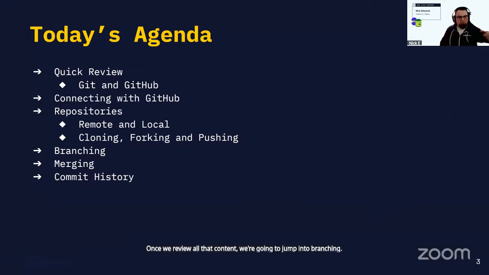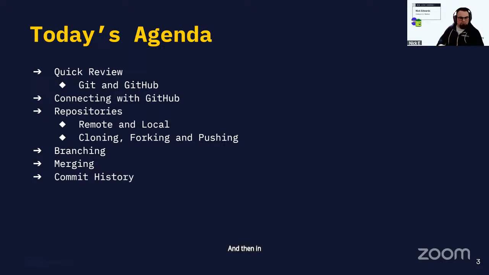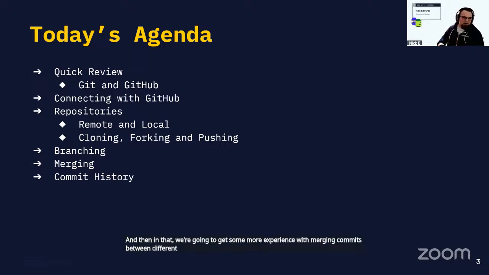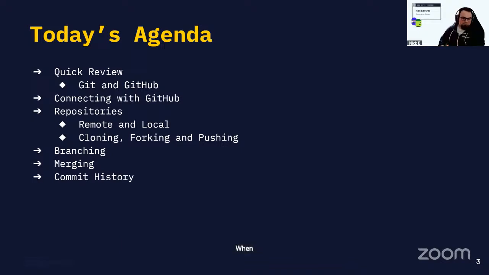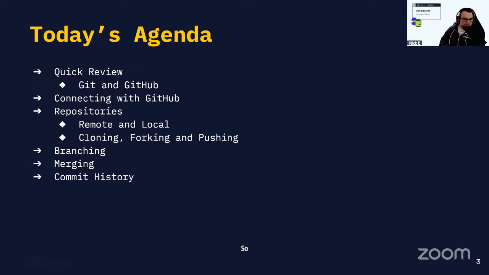We're going to talk about what branching is more in depth. We're going to get some experience with creating different branches. And then in that, we're going to get some more experience with merging commits between different branches as well. When we do that merging, we're going to get an opportunity to see some of the conflicts that might arise if we have changes that are targeting the same file. So we'll get some hands-on experience with that.